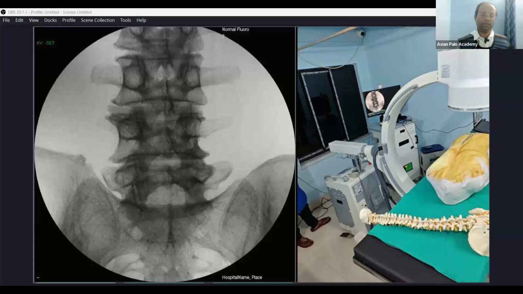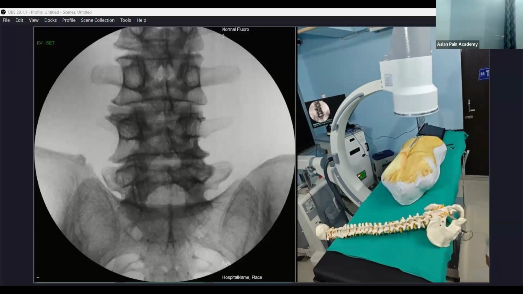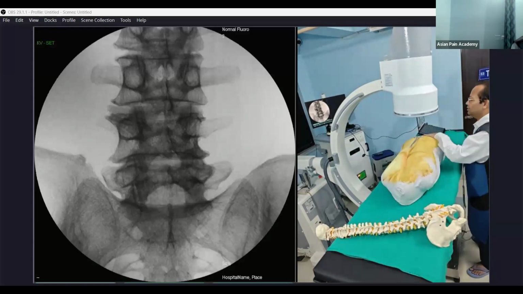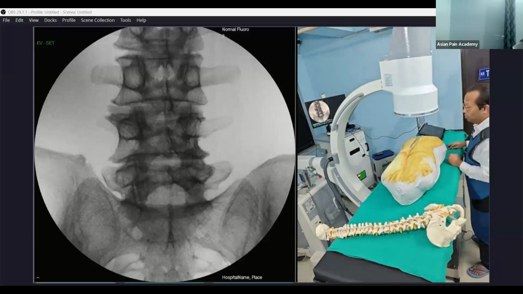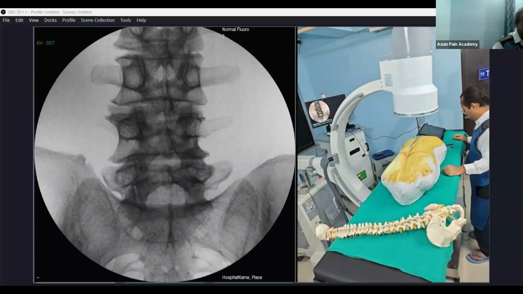So I think you all can see the setup. So this is a mannequin. This side is the head side, and this side is the hip side, so caudal side, cranial side. And think that the patient is lying prone. So this side will be the right side, and this side will be the left side. So we will do the transforaminal epidural injection procedure.